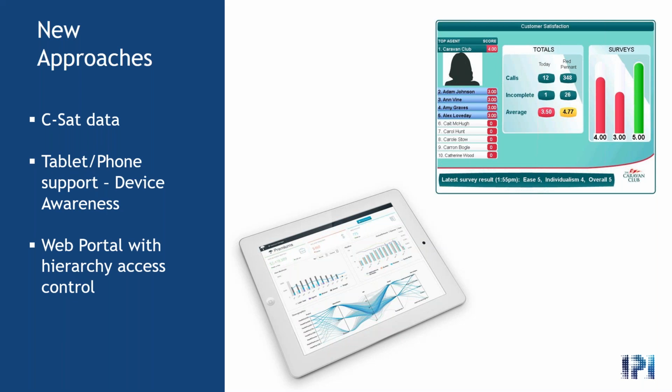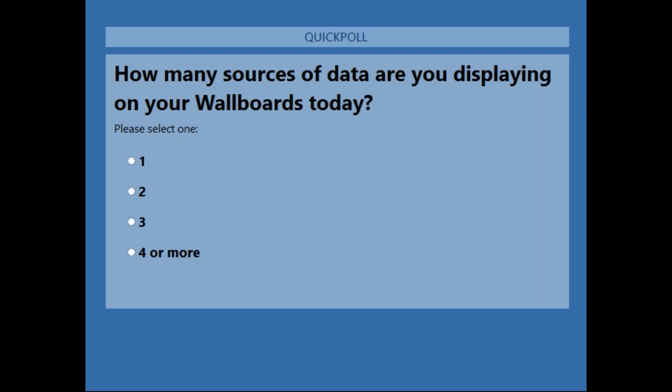So I'm just going to run another quick poll here. We're going to talk about what sources of data you're currently displaying on your wallboards today. So I'm just going to launch that. What I mean by that is, are you just displaying telephony data, or are you perhaps displaying some CRM data on there, some post-call customer survey data as well? So how many data sources are you seeing? I can see we're collecting some responses on here. Thank you very much.